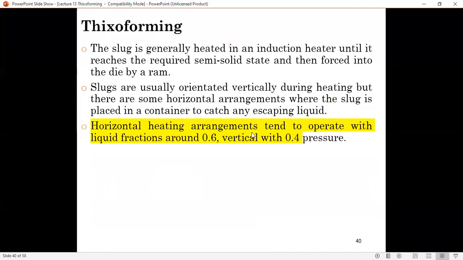Horizontal heating arrangements tend to operate with a liquid fraction of around 0.6, vertical with 0.4. So again, during the heating of the materials, if you do it horizontally you can achieve a liquid fraction of about 0.6, and if you do it vertically you can only achieve 0.4. If you go beyond that, the billet will deform.